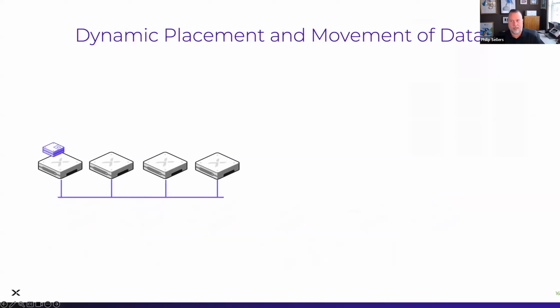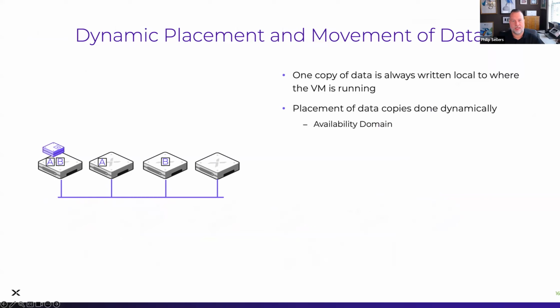So let's talk about the dynamic placement and movement of workloads. So we've got a virtual machine here shown in purple running in this 4-node cluster. And one copy of the data is always written locally where the virtual machine's running. As the data copies, we also distribute that dynamically across other nodes. So block B here in this case gets written to the second node. Now block C gets written to the next node.